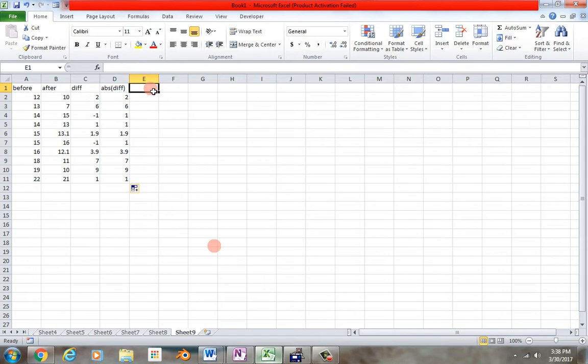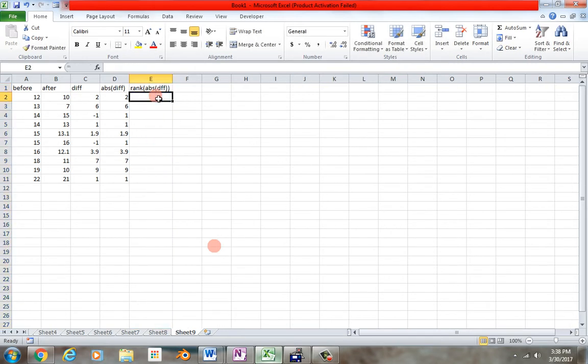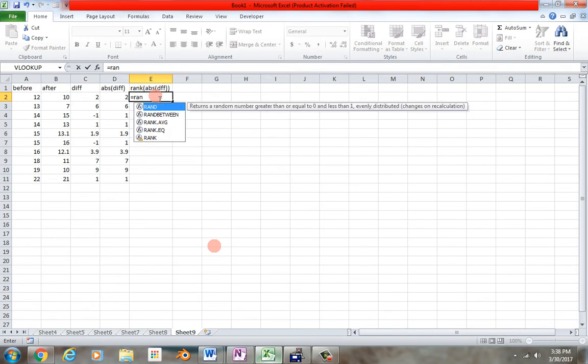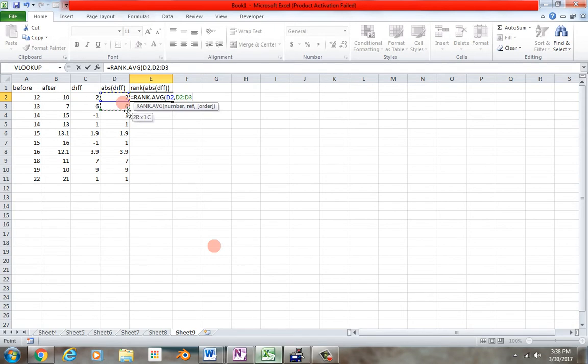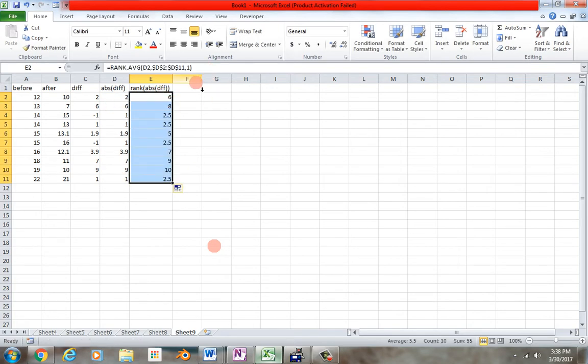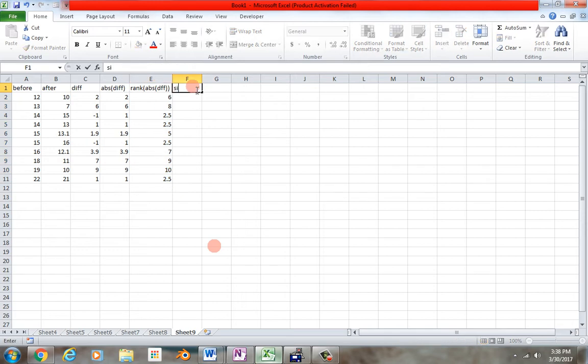Cool. Now let's rank the absolute value of the differences. Okay, we can do that too. Same thing we've been doing: =RANK.AVG of this value with respect to that population, F4, comma 1, and then paste it down. Now here's where it gets a little different.